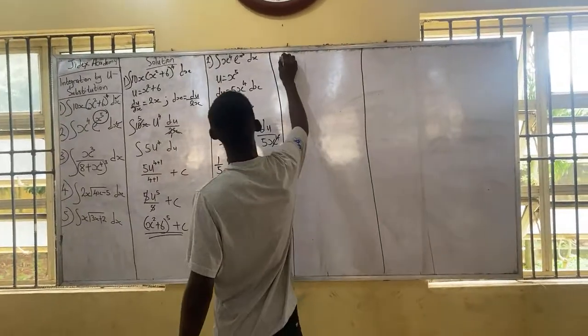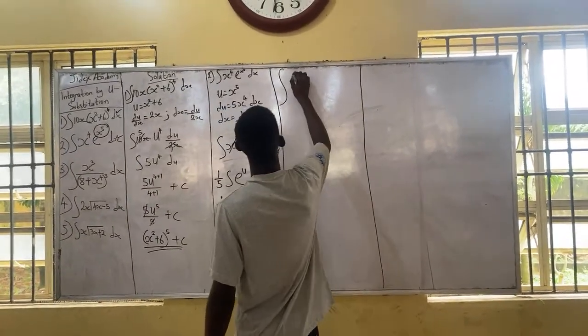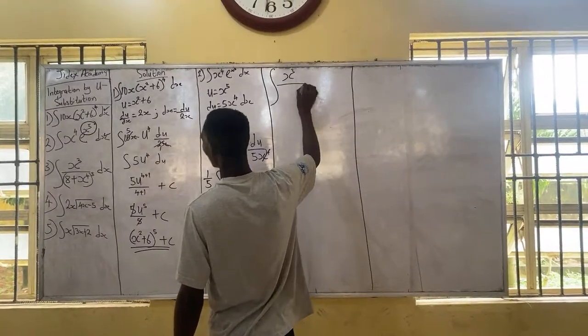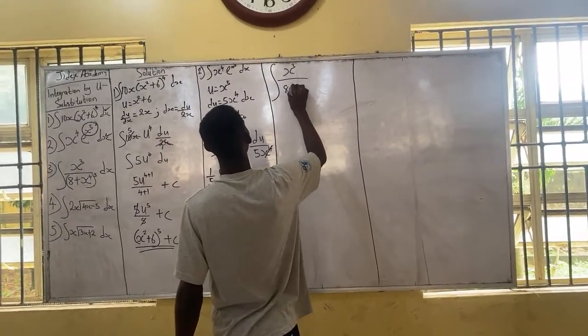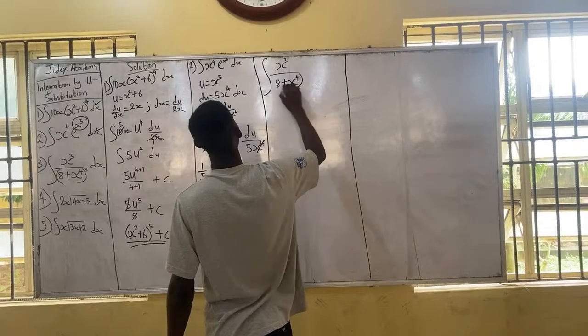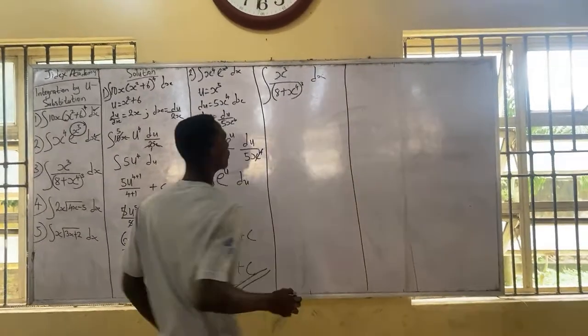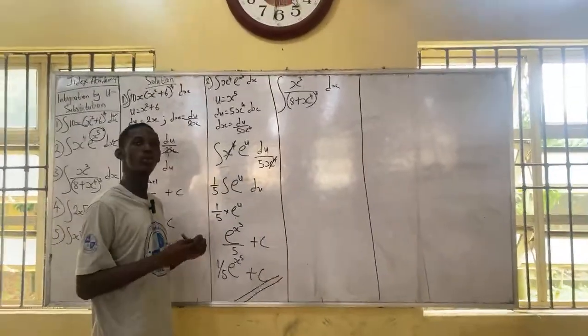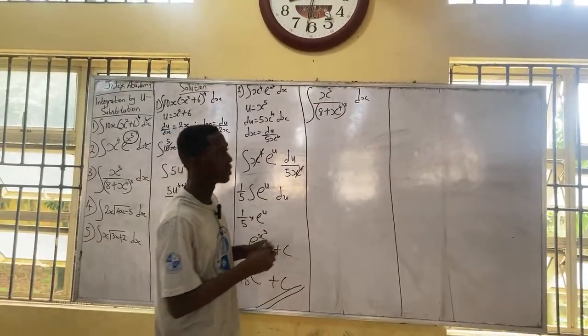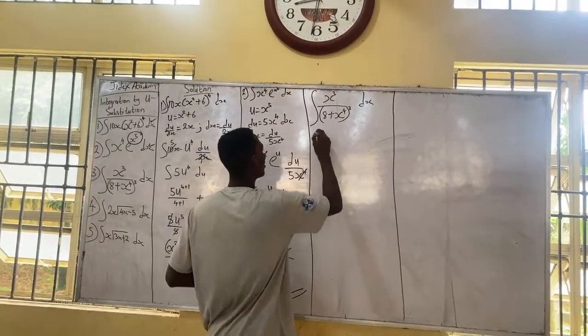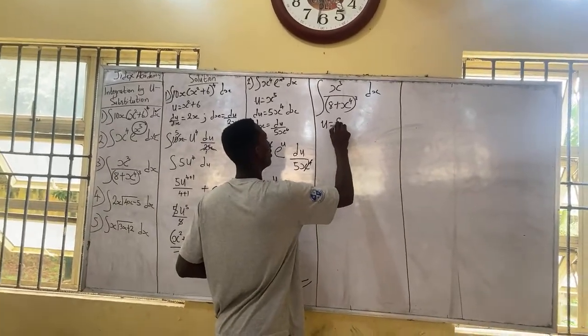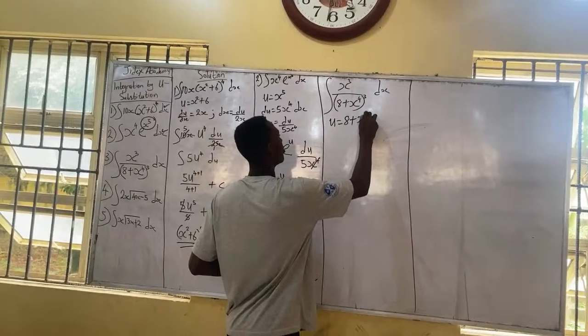So let's rewrite. We have x to the power of 3 over (8 plus x to the power of 4) to the power of 3 dx. Now, without me saying anything, you know what to do here. Our u will be equal to what? The one with the highest power, that is, u is equal to 8 plus x to the power of 4.